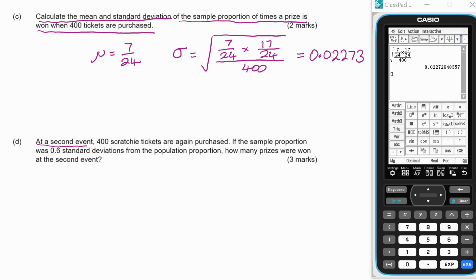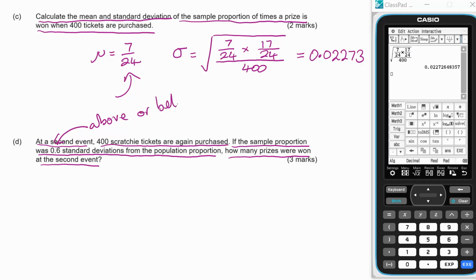At a second event, 400 scratchy tickets are again purchased. If the sample proportion was 0.6 standard deviations from the population proportion, which of course is this, how many prizes were won at the second event? Note they don't tell us whether this is above or below. Therefore, to make sure I get these 3 marks, I'm going to do both.